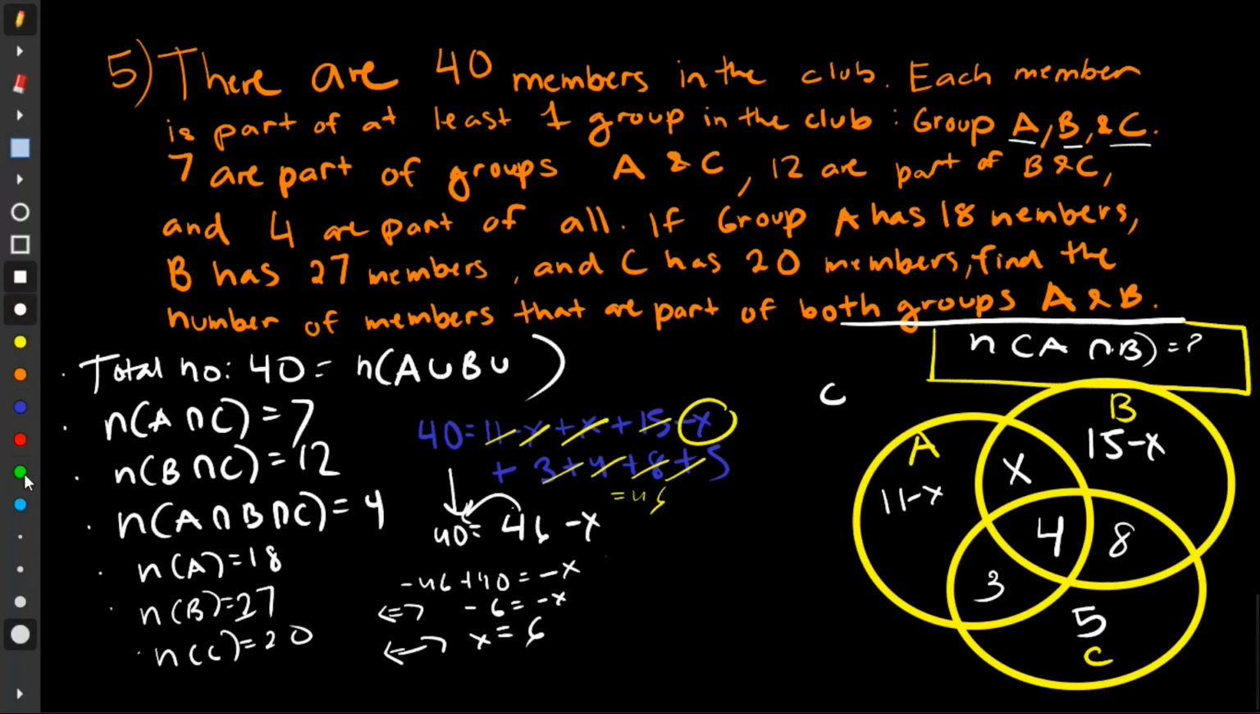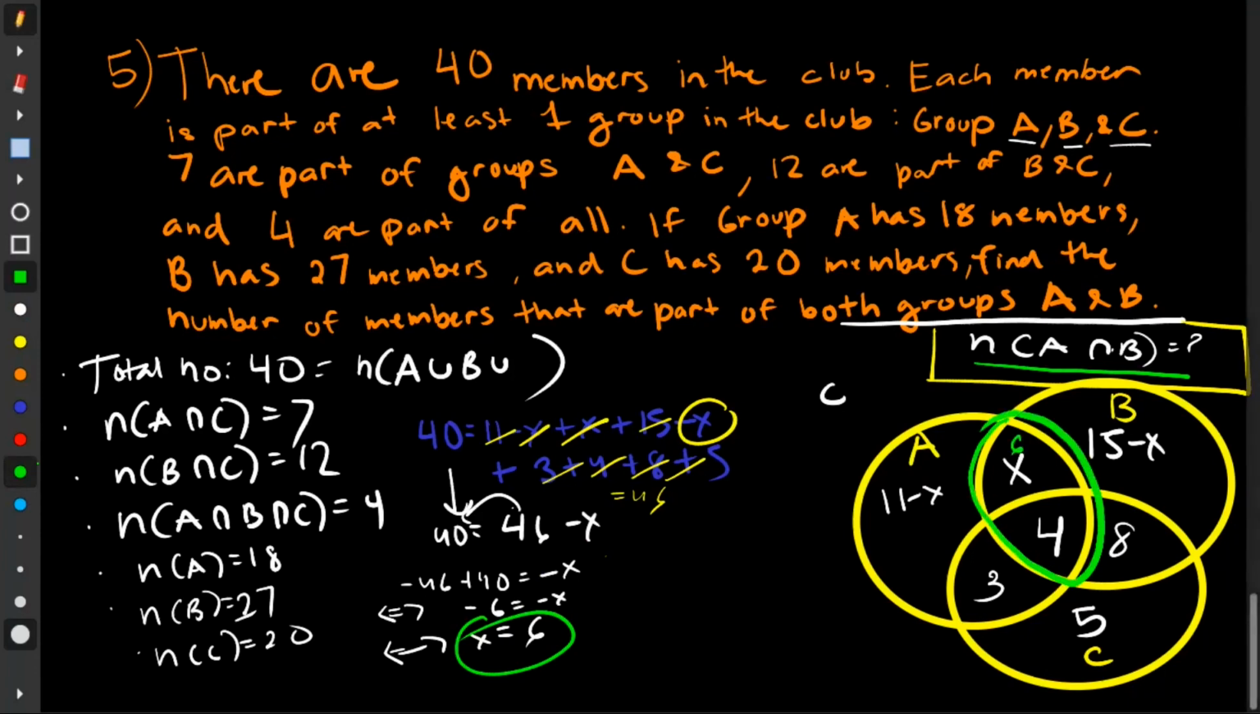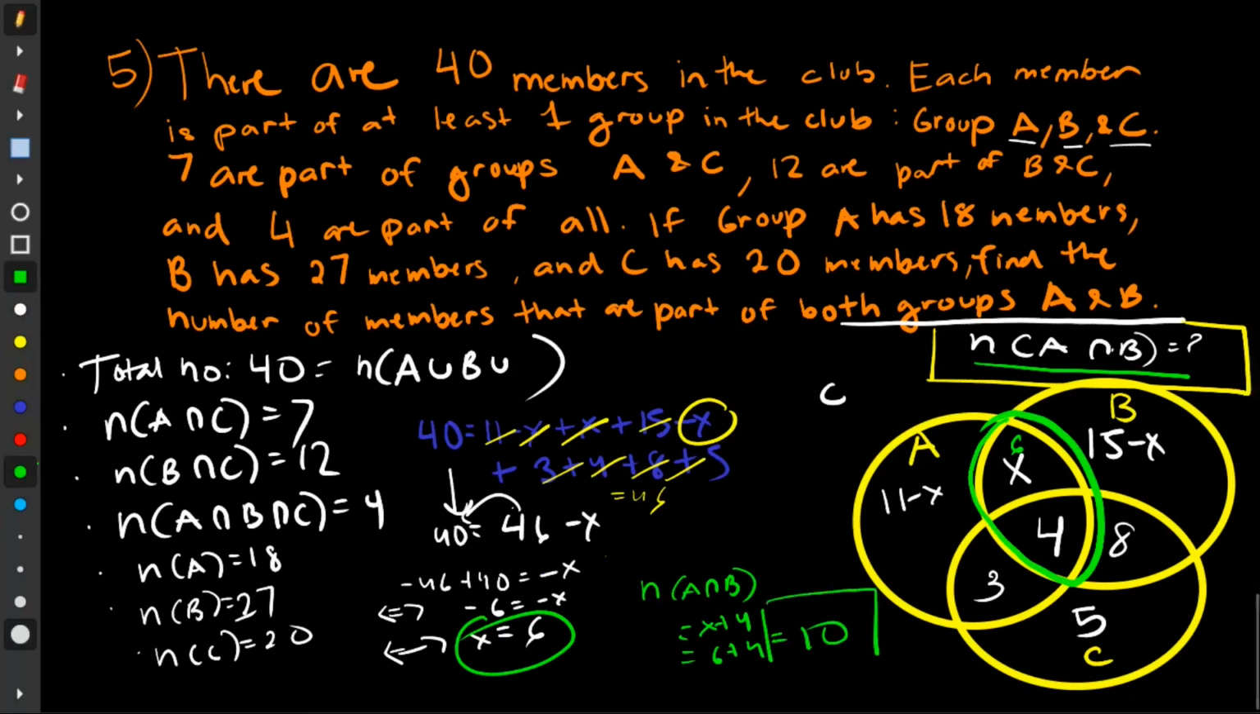So the question is, is this one the final answer? The answer is no, since we are tasked to find this, the cardinality of A intersection B, but it refers to this one. Since this is 6, the cardinality of their intersection is X plus 4, or 6 plus 4, 10. The answer is 10. So that's all for this video.